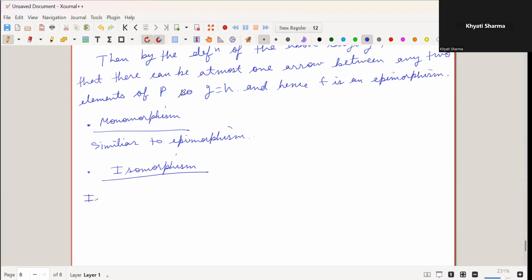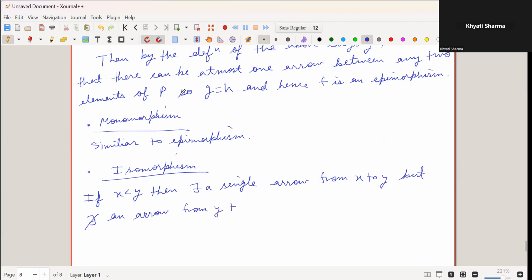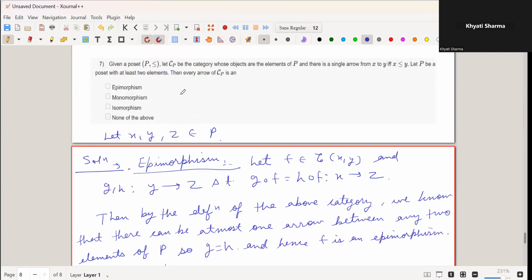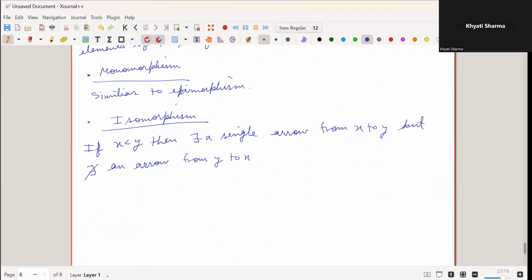Okay. And for isomorphism, it's not an isomorphism because if X is less than Y, then there exists a single arrow from X to Y, but since X is strictly less than Y, there won't be any arrow from Y to X. So it is not an isomorphism.